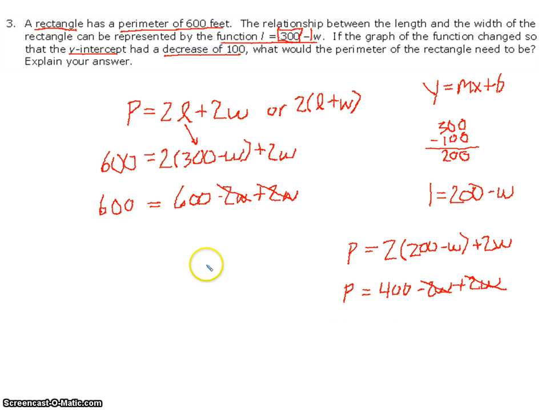Which should make sense, because if you think about it on a rectangle, if you are decreasing the length by 100 on both sides, and since perimeter is the distance around all four sides, well, if you decrease this side by 100 up here, and you decrease this side by 100 down here, the overall effect on the perimeter is you've actually decreased it by a total of 200. So going from 600 to 400 should make sense. Okay? Alright, final example here.